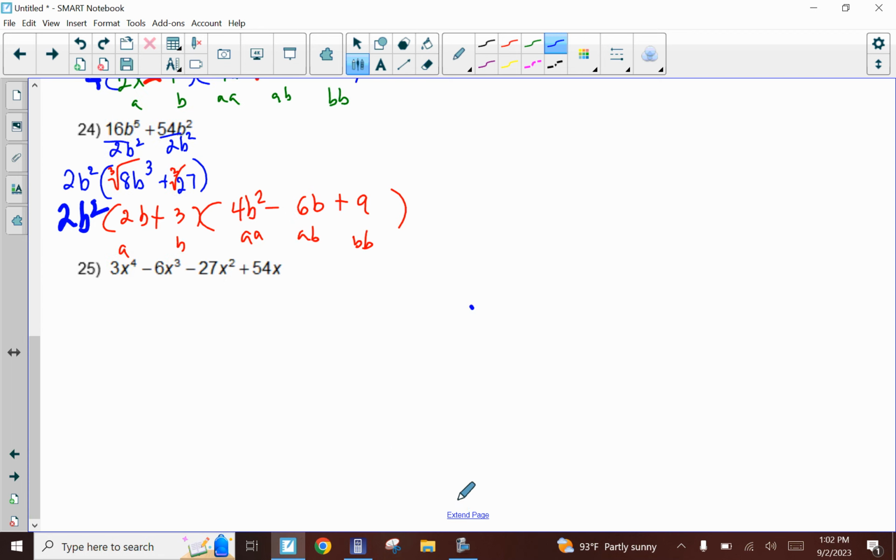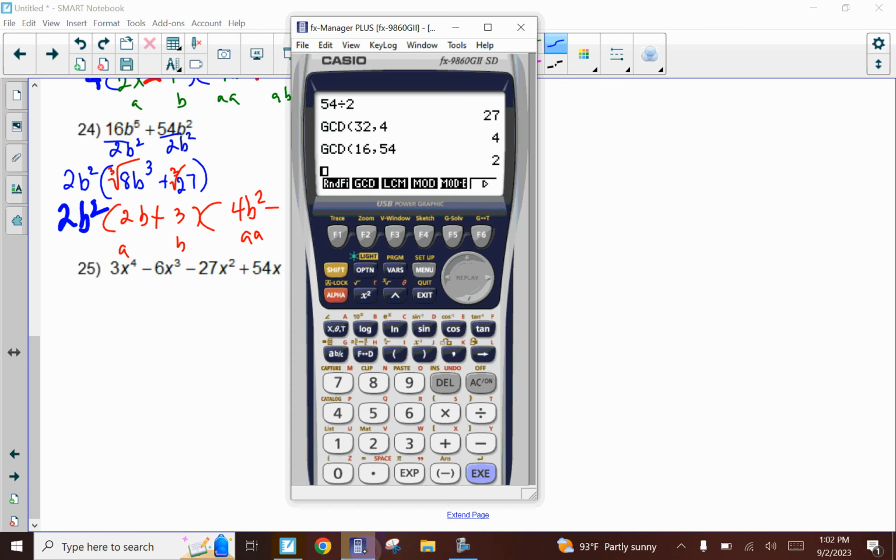Last one looks like a grouping question. Not the last one, but the last one in this column. But I'm sure it's going to have a GCF because we're in multi-step.